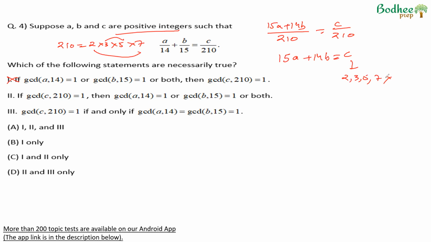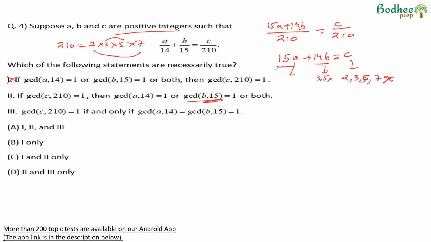Now, since c is not a multiple of 2, 3, 5 or 7, we know that 15a is a multiple of 3. That means 14b cannot be a multiple of 3. 15a is a multiple of 5, so 14b cannot be a multiple of 5, which means b cannot be a multiple of 3 or 5. And therefore, GCD of 15 and b has to be 1.